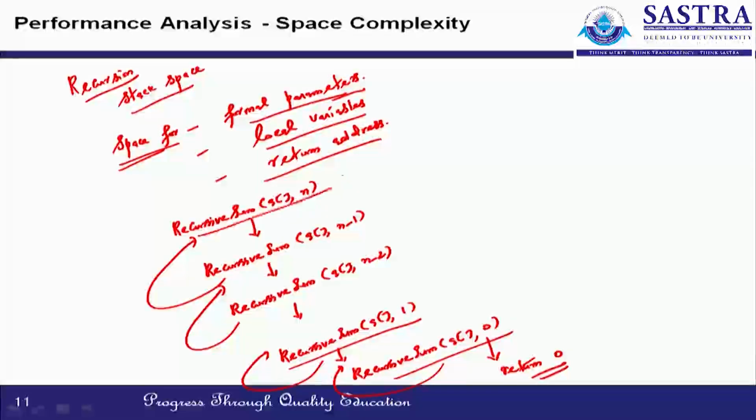The initial call is recursive sum A array comma n, which invokes this recursion, then this invokes the next recursion, this invokes the next recursion, etc. Finally recursive sum of A array comma 1 and recursive sum of A array comma 0. In each of these recursions, space should be associated for the formal parameters, local variables, and the corresponding return address.